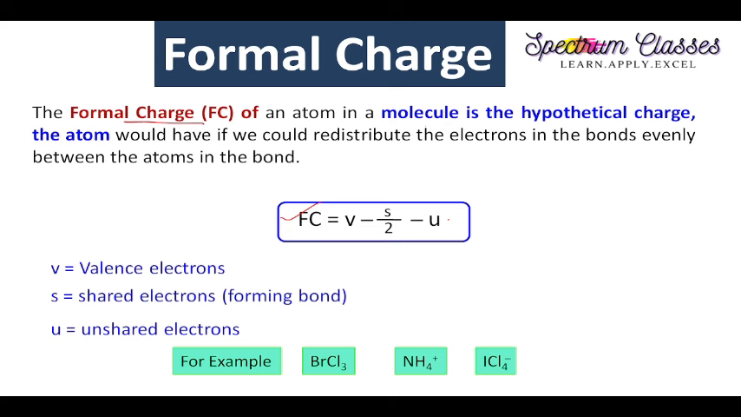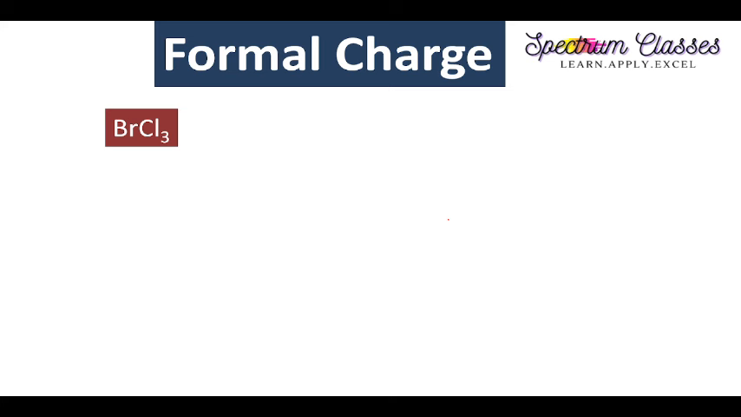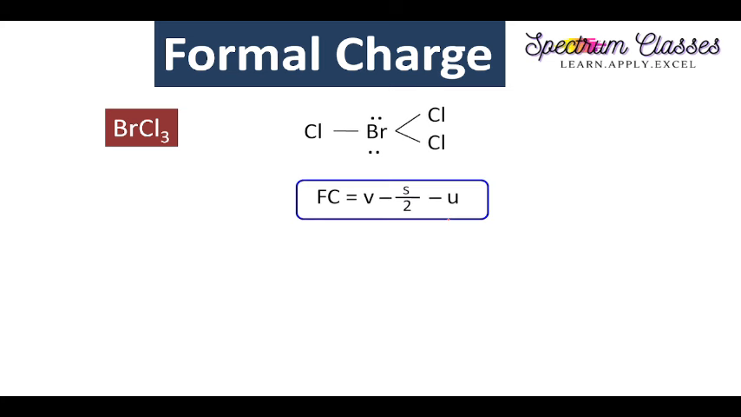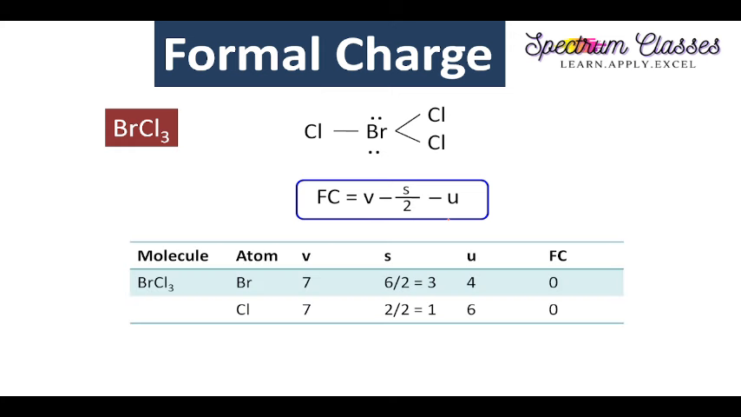We are going to see a few examples in which we are going to calculate the formal charges. First we are going to see this BrCl3. To calculate the formal charge, we have this formula as I told you. I am going to show it in tabulated form. This BrCl3 has Br and Cl. First I am going to calculate with this Br. How many valence electrons will this Br have? Since this is the 17th group or 7th group element, like fluorine, chlorine and bromine, it has 7 valence electrons.